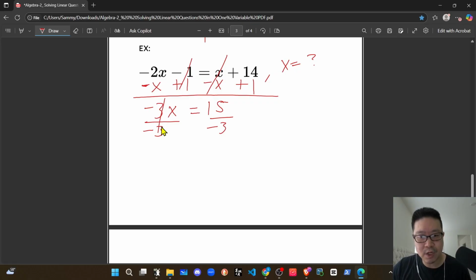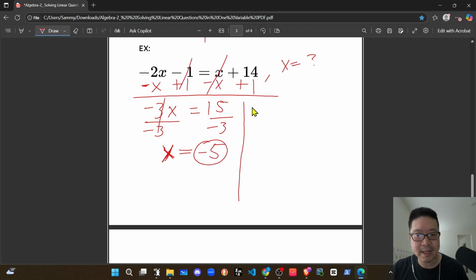The -3's will cancel. So on the left side, we have our x. This is exactly what we wanted. Just our x by itself on the left side. And then on the right side, we have 15 divided by -3, which is -5. And that is our answer.